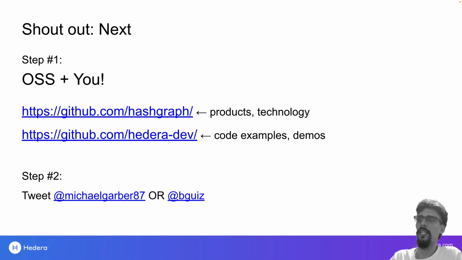We will be doing more shoutouts next community call as well. And who will shout out could be you. Here's how. There's just 2 steps. Step 1, contribute to something open source. The Hashgraph GitHub org is where the repos for the Hedera technology platform are. Alternatively, you can also contribute examples that are used in tutorials. And for that, there's the Hedera Dev GitHub org. Once you've done that, next is step 2. Tell us about it. Tweet Michael Garber or myself, and you can see our handles on screen.